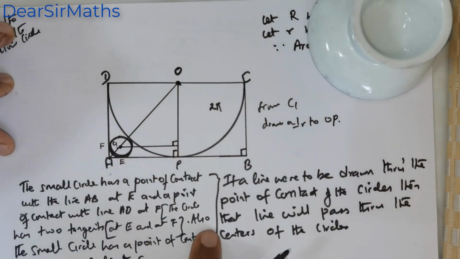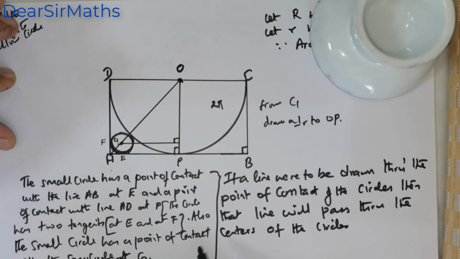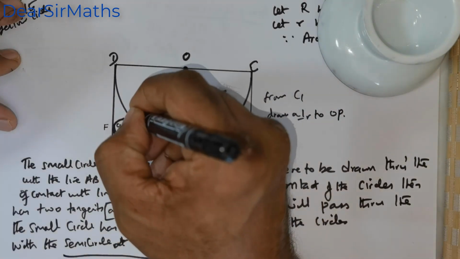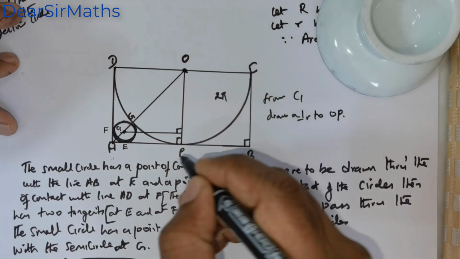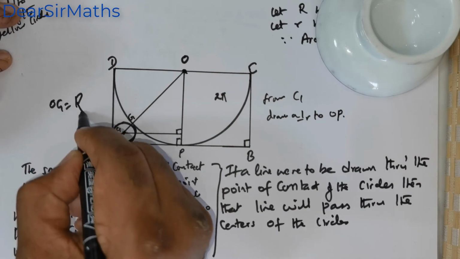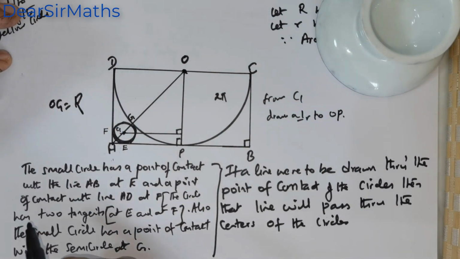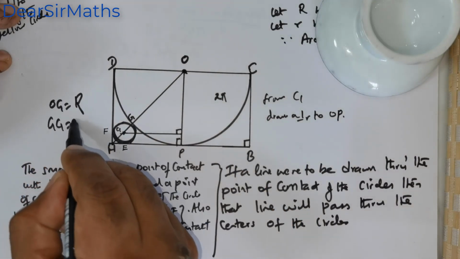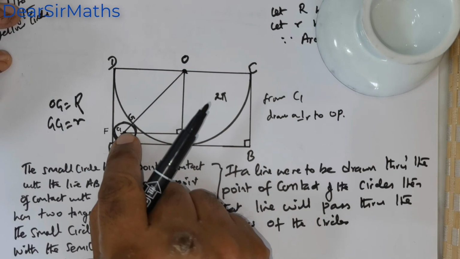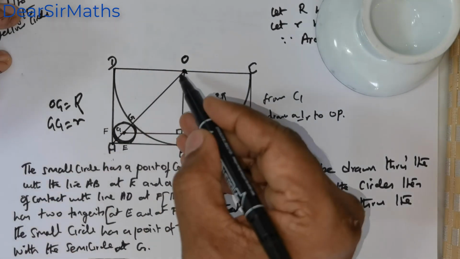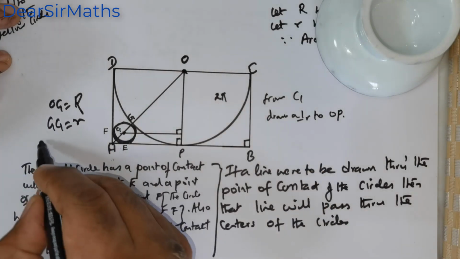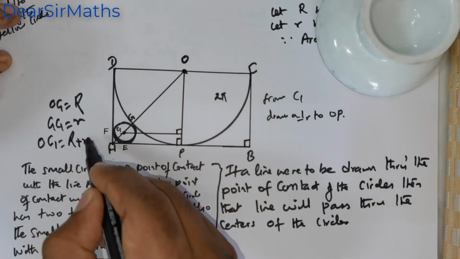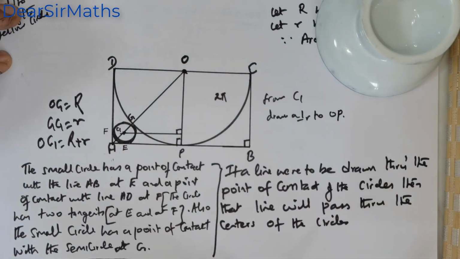Now, since I've said I'm going to utilize some trigonometry, I know this distance. Say I've taken the point of contact of the two circles to be G. If this point is G, we know that OG is equal to capital R, of course, we have found the value of capital R, and GC1 is equal to small r. That's also a radius, right? Therefore OC1 is going to be capital R plus small r. That will be the total length.